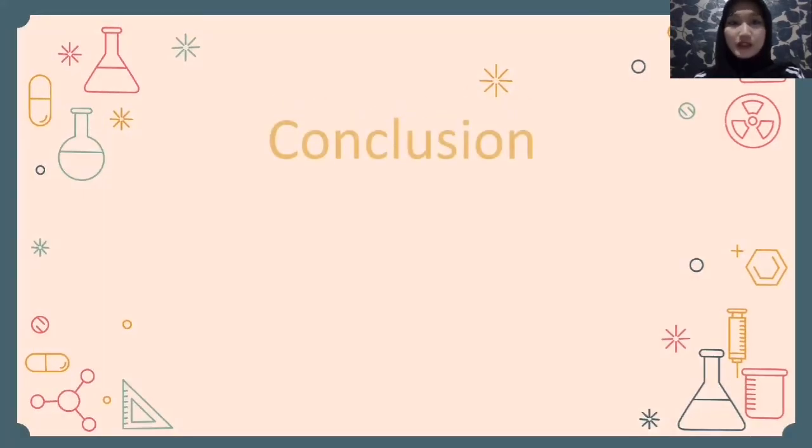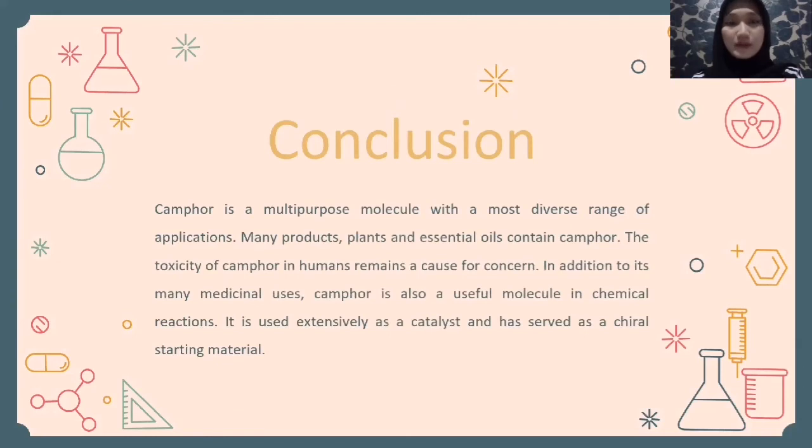In conclusion, camphor is a multi-purpose molecule with a diverse range of applications. We can see many products, plants, and especially essential oils contain camphor. The toxicity of camphor in humans remains a cause for concern, of course. In addition, camphor is also a useful molecule in chemical reactions because it is used as a catalyst and chiral starting material.